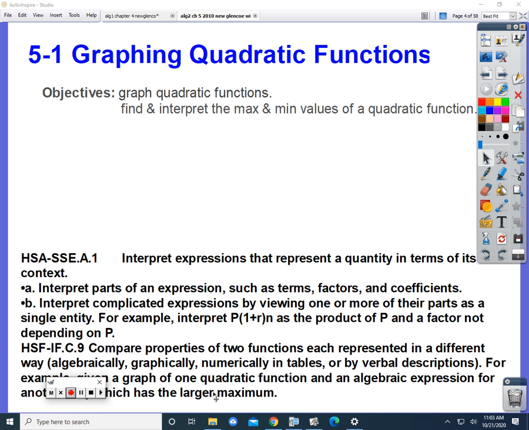Okay, we're graphing quadratic functions. You're going to have two types of problems in this section. You're going to graph quadratic functions using a table method, and then they're going to ask you to find the y-intercept, axis of symmetry, and the vertex. But then there's a second type of homework problem where we're going to find and interpret the max and min values of a quadratic function.